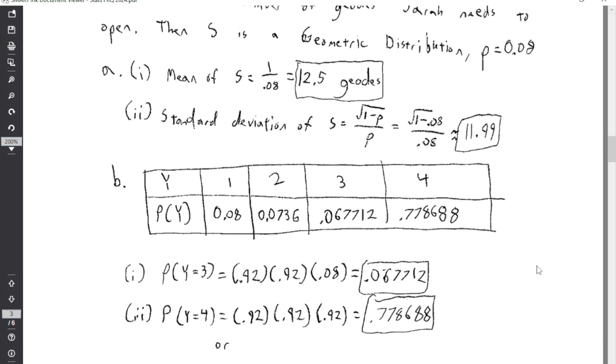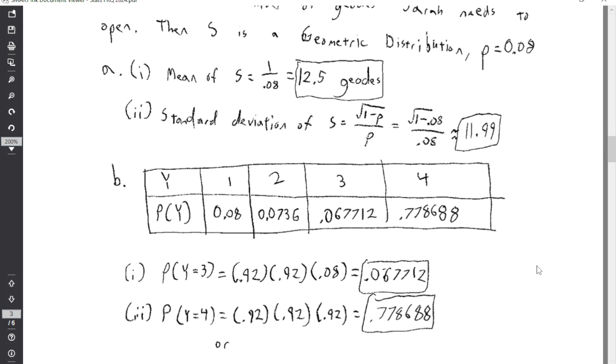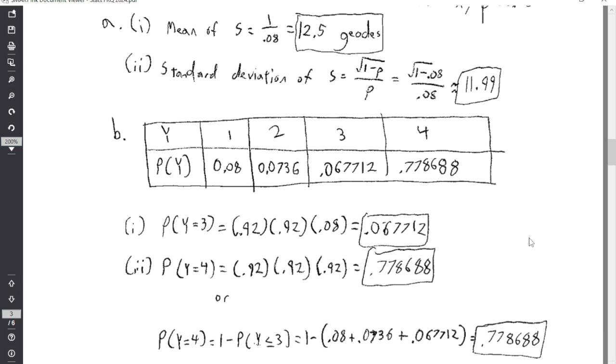The other way you can do it is, since you have the other values in the table, this should be all the possibilities. This is the entire sample space, so this should all add up to 1. So we can take 1 minus the rest of the probabilities we found, and we get the same answer. Those are kind of the 2 main approaches that you can use to think about it.